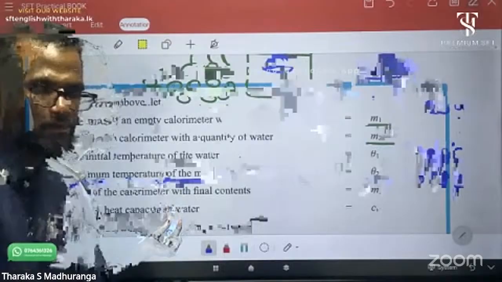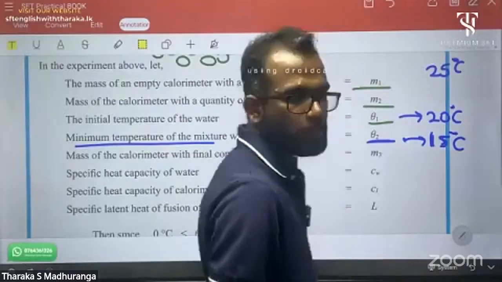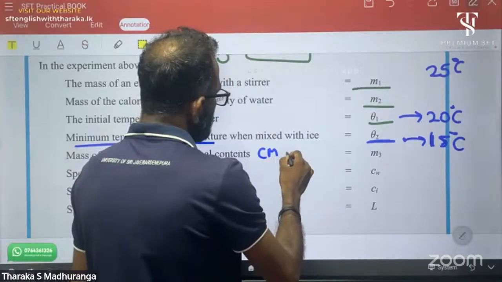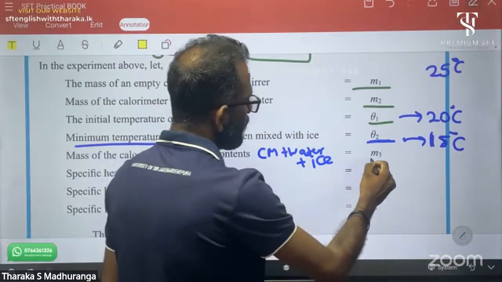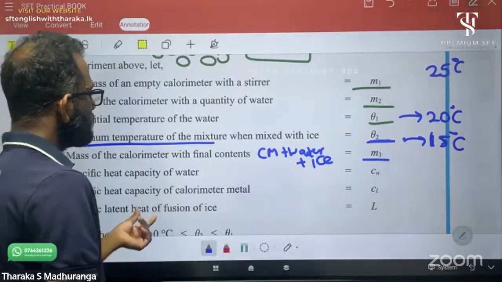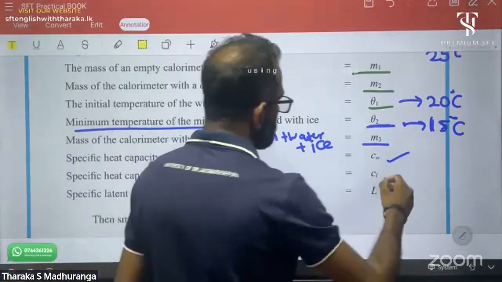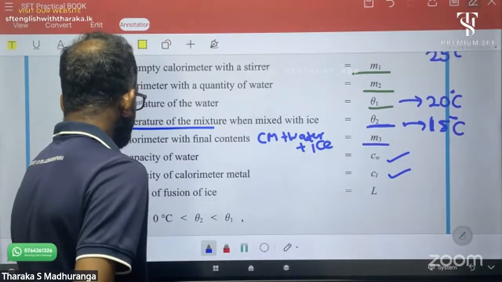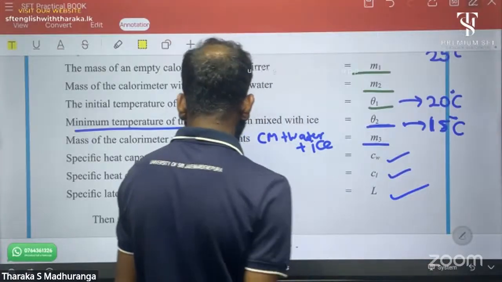Get the mass of the water after dissolving the ice, that is the calorimeter plus water plus ice. It is M3 now. Then the specific heat capacity of water c_w, the specific heat capacity of the calorimeter, and the specific latent heat of fusion of ice, L, is what we need to find. Okay, that's the idea.